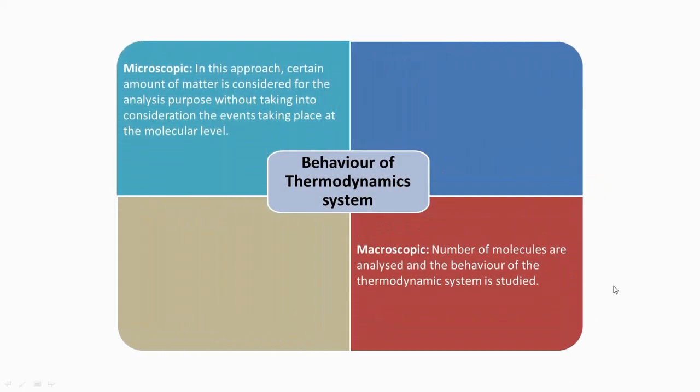Now, there are two approaches which you can use for evaluating the behavior of the thermodynamic system. One is the microscopic approach. In this particular case, we have to consider what will happen to the energies at the molecular level. Whereas in the macroscopic approach, a bunch of molecules is taken under consideration for the analysis of the system.